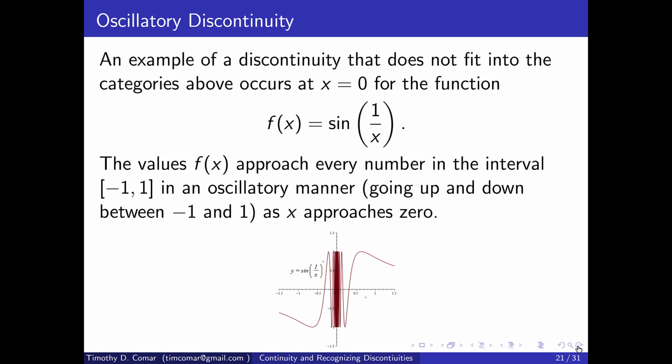We can also talk about a slightly stranger example of a discontinuity, an oscillatory discontinuity. And this is one that does not fit into the categories above of removable, infinite, and jump discontinuities. And here we have one at x equals 0 for the function sine of 1 over x. Well, the values of f of x here approach every number in the interval from -1 to 1 in an oscillatory manner. And what that means is the values are going up and down and up and down infinitely many times, in between -1 and 1, as x approaches 0.